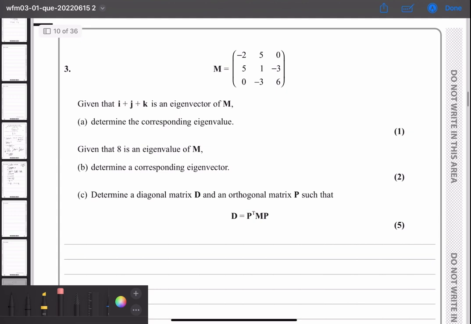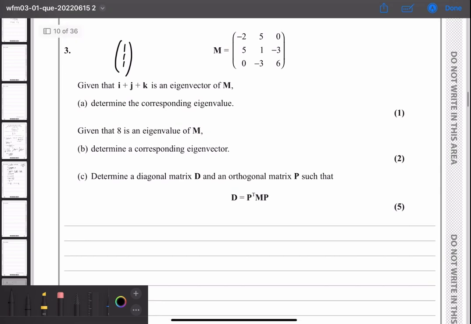Here we have matrices. Okay. Given that i plus j plus k is an eigenvector, I always prefer to use column vectors. So 1, 1, 1 is an eigenvector of M. Determine the corresponding eigenvalue. 1 mark.